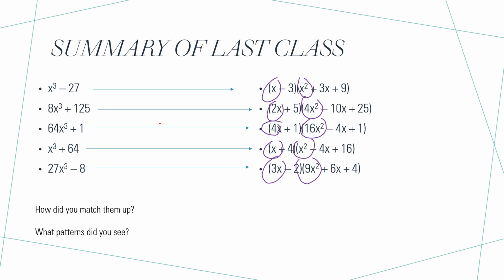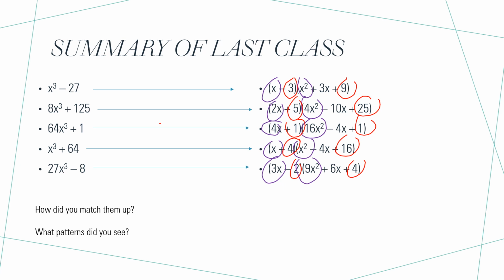And then the same thing happens on the other end. If you square 3, you get 9. If you square 5, you get 25. If you square a 1, you get a 1. If you square a 4, you get a 16. If you square a 2, you get a 4. Okay, so there's that pattern there.